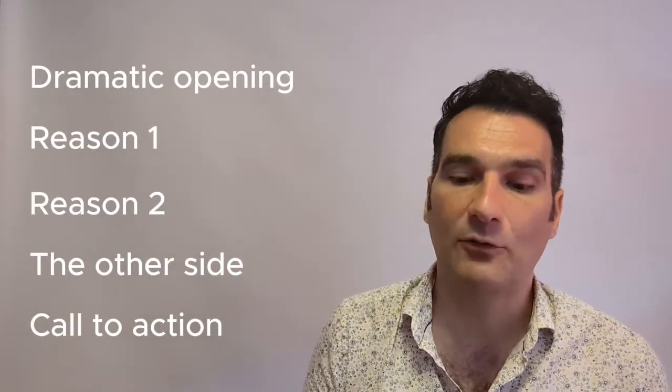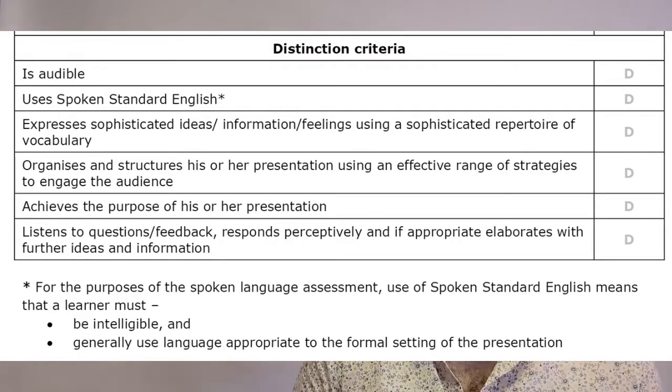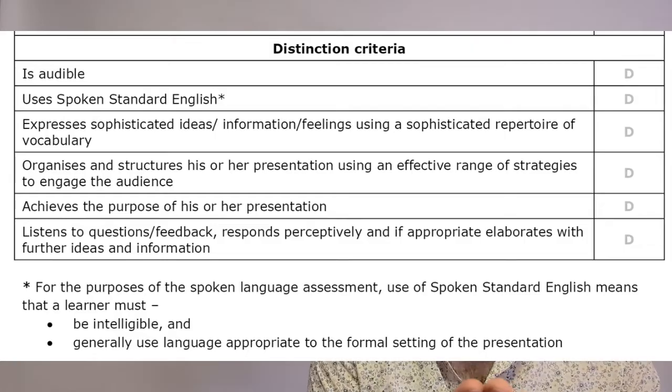In terms of the effective range of strategies to engage the audience, now we're talking about what we call paralinguistic features. So not just the words that you've written on the page. If you've just got a section of notes that you're reading from and you're doing it in a monotonous voice like this and you aren't varying your voice at all, you're not going to do very well, you're not going to get the distinction. You need to vary your voice, put emotion into what you're talking about. Use gesture, use your hands as much as possible to express how you are feeling about things. Make eye contact with the audience.